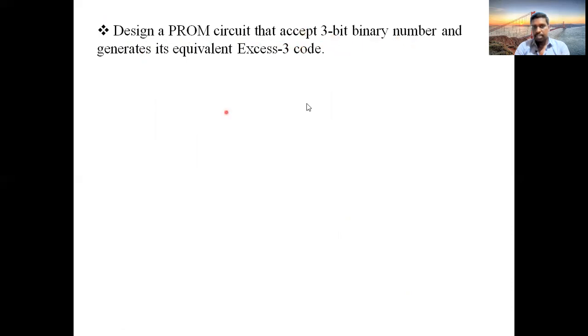See the word accept. Accept means this word indicates it is an input. Accept a 3-bit binary number. It means the input of the circuit will be a 3-bit binary number. And generate, this word generate is nothing but an output. Generate the XS3 code. So XS3 code is the output. So they are asking you to design a PROM circuit which will accept, that means it will take inputs as a 3-bit binary number, and this circuit should generate the output as XS3 code.